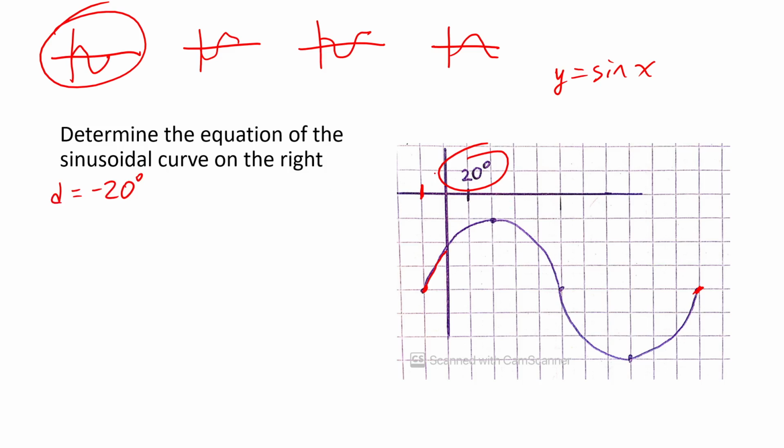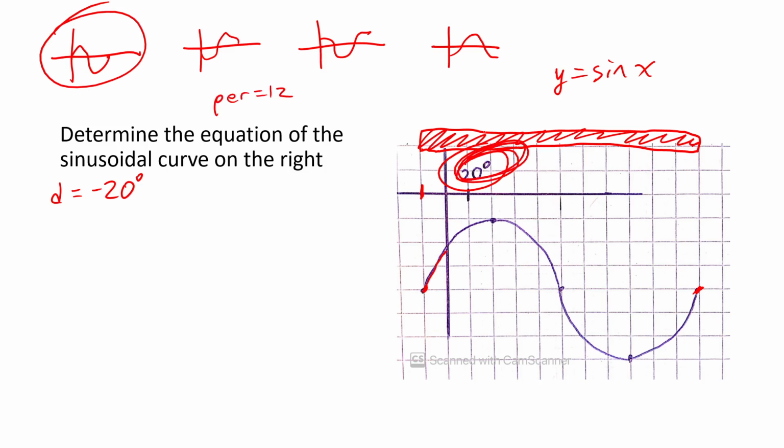Our period is the horizontal length of one cycle. We don't count from the y-axis necessarily. We count from the beginning of a cycle to the end. Well, that's 12 squares wide. On first glance, you might be tempted to say the period is 12. But remember, every one of those squares has a value of 20 degrees. So the period is really 12 times 20 degrees, which is 240 degrees.